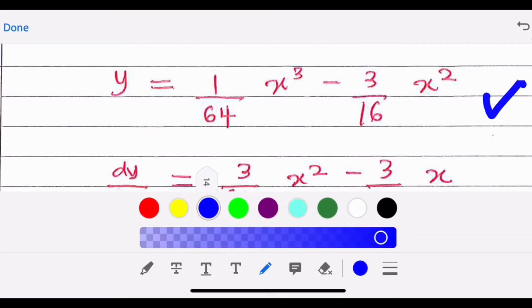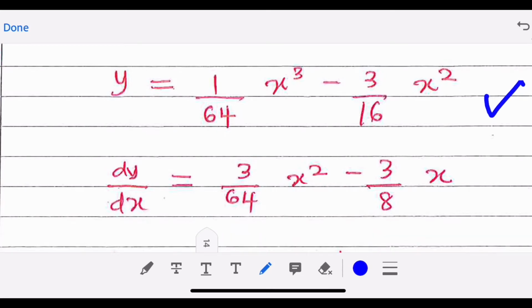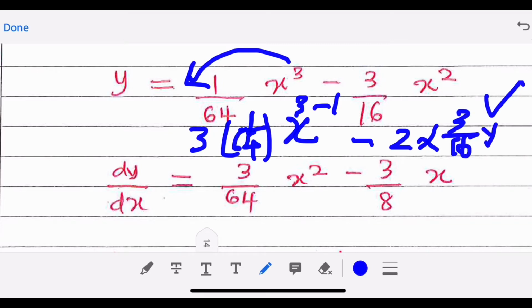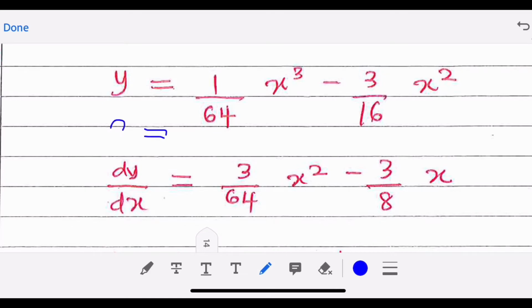So we have to use a formula, right? dy/dx equals a x to the n. Then the n, the power, you bring down. The 3 you bring down, 1/64 is the a, then x, then the power minus 1, right? Then the 2 you bring down, 3/16 is the a, then x, the 2 you have to minus 1, remember? Minus 1. Then only you will simplify to the simplest form.